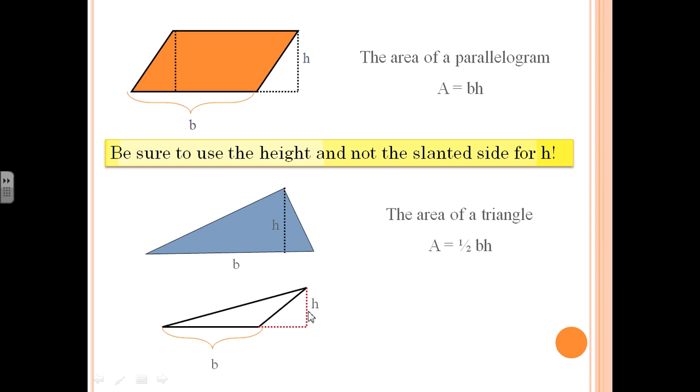Well, once you figure out this height, remember to go back and use only this part as the base. Don't include this little extra part out here because that's not actually part of the base of the triangle.